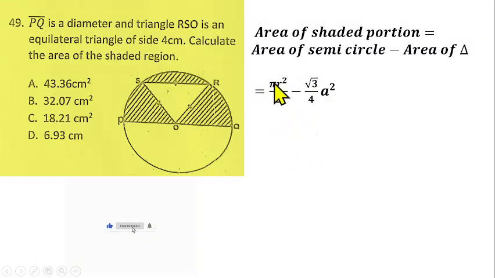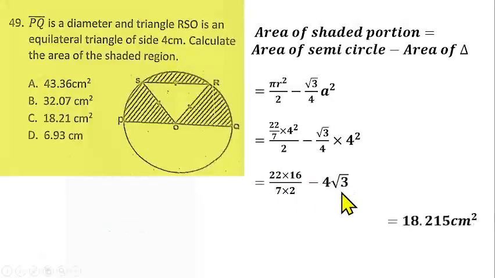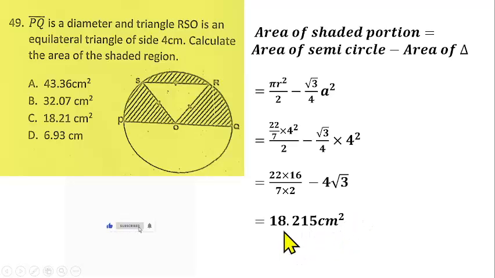So our pi is 22/7. The radius is the same as a side of the triangle, which is 4 centimeters. From here to here is also a radius. SO is a radius, OR is also a radius. So the radius is 4 centimeters. If you substitute, you have 22/7 times 4 squared over 2 minus square root of 3 over 4 times 4 squared. If you simplify, you have 18.215 centimeters squared, and if you approximate that, that gives us 18.22 as the correct answer, which is option C.